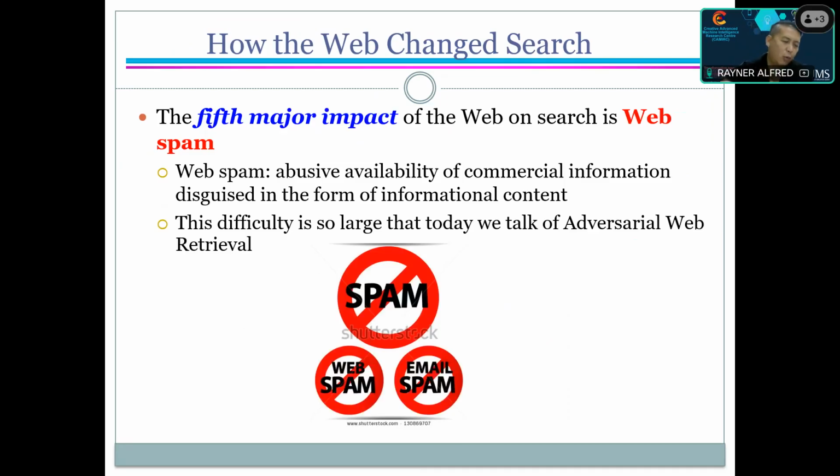So when you search for something, when you really need information about certain things, they already know that you are looking for certain information, but the link or the document is not available. So what happens is that they will try to spam you with advertisements and many more, right? So that is what we call web spam.